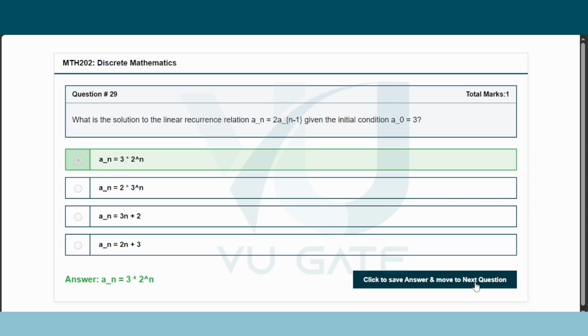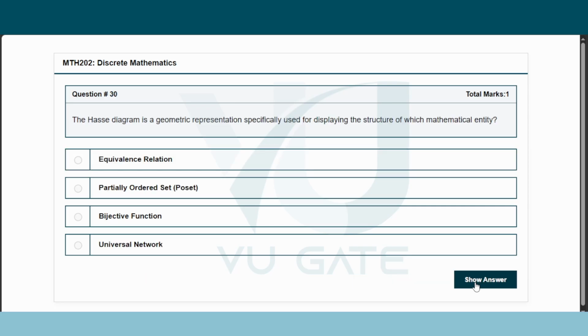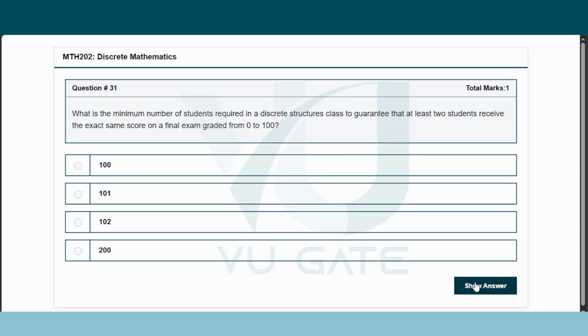Question number 30. The Hasse diagram is a geometric representation specifically used for displaying the structure of which mathematical entity? The correct answer is partially ordered set, or poset. Question number 31. What is the minimum number of students required in a discrete structures class to guarantee that at least 2 students receive the exact same score on a final exam graded from 0 to 100? The correct answer is 102.